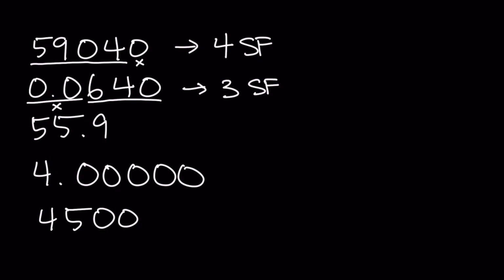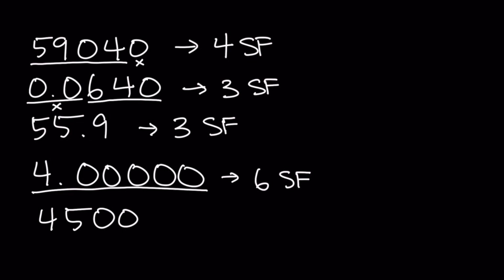55.9 is pretty straightforward because all of the digits are non-zero, so we count all of them and get 3 significant figures. 4.0000 will have us count all of the trailing zeros because they have a decimal point in there somewhere. So this number has 6 significant figures. And lastly, 4,500 will only have 2 significant figures because we do not count the trailing zeros since there is no decimal place.